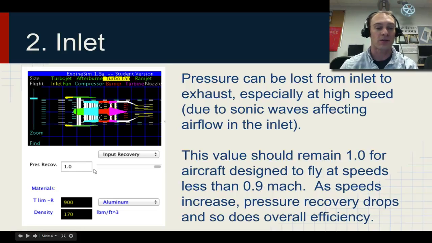Again, as speed increases, as we get up into Mach speeds, then the amount of recovery that you can get through the inlet drops, and so does efficiency, but we don't have to worry about that. So we're going to leave this set at 1.0. Now materials, that's something that you are going to change on each of these, and you need to figure that out based on your research. What does your research say is an appropriate material for the inlet? You have a lot of different options here which give you different densities and also different weights because they're different densities, and that's going to affect your overall engine efficiency.